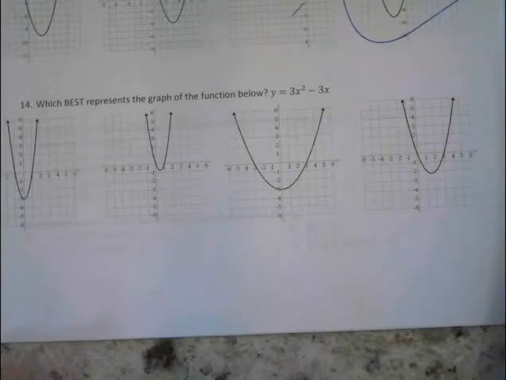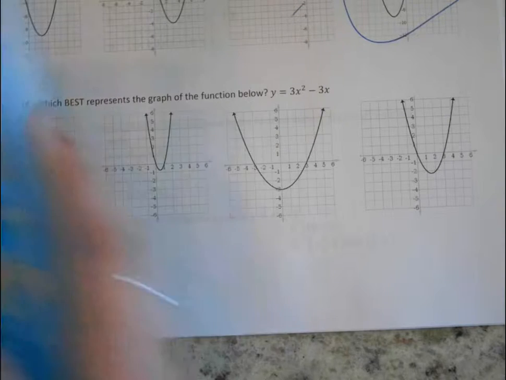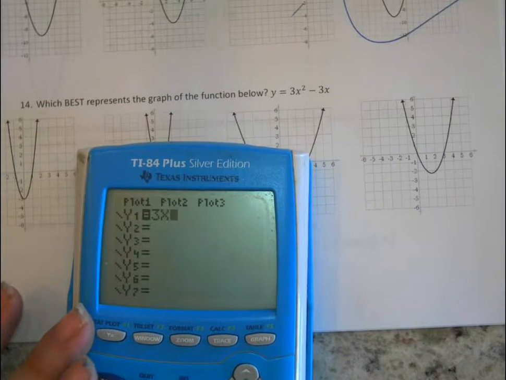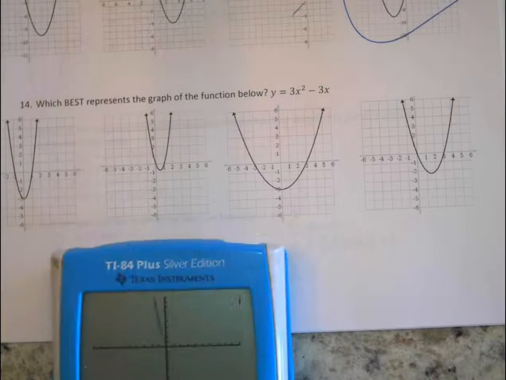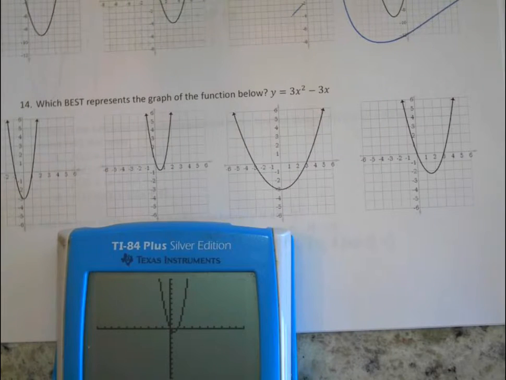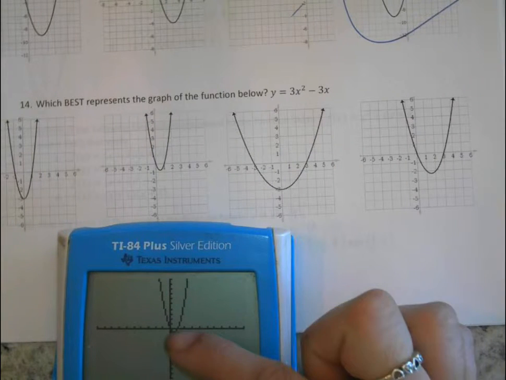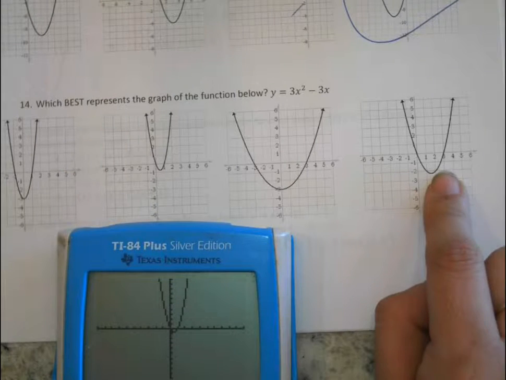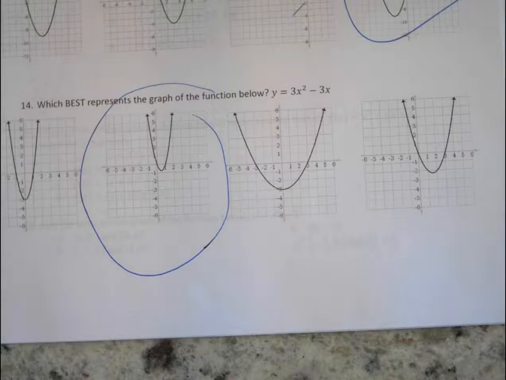Okay. Number 14 wants me to pick the best representation of this one. I'm going to go ahead and graph it on my calculator so I can see all of them at the same time. I have 3x squared minus 3x. Go ahead and graph it. This one is not quite in the center, so I know this one and this one are not right. And then I'm going to look, it goes down 1. This one goes down like 2.5. So my correct answer here is this one right there. Moving on.